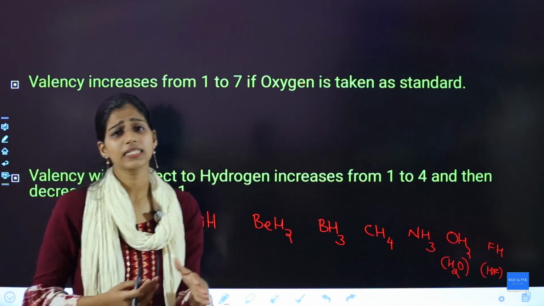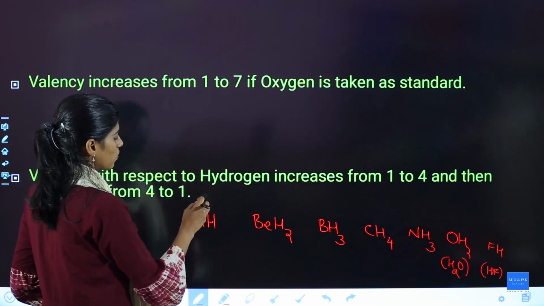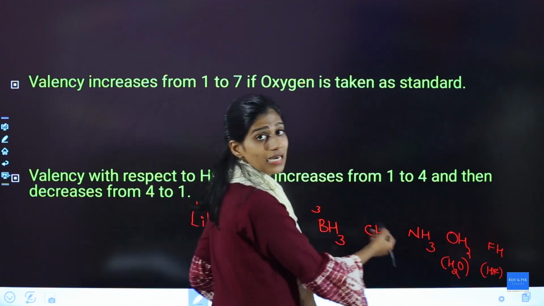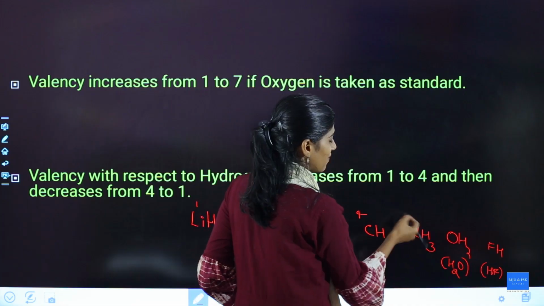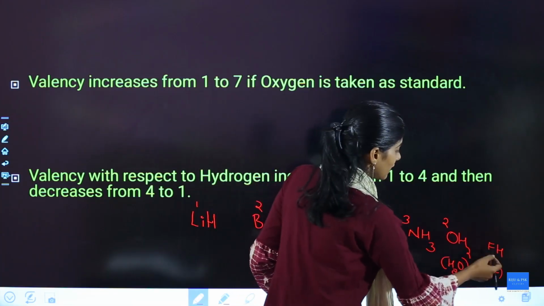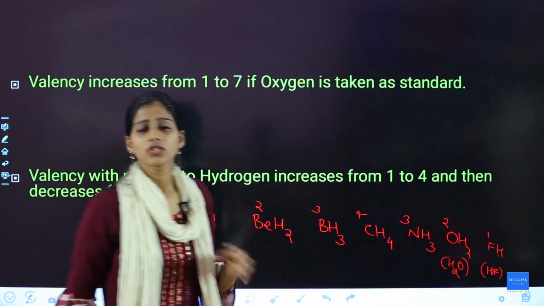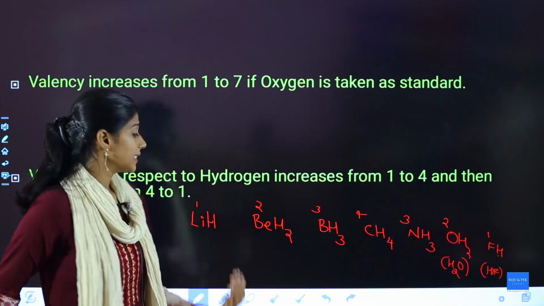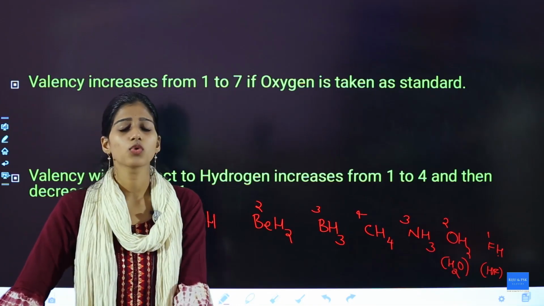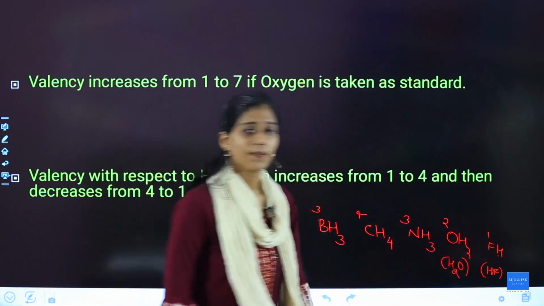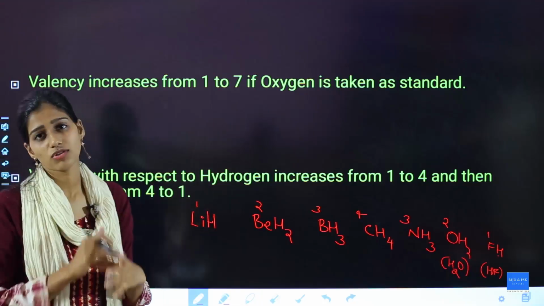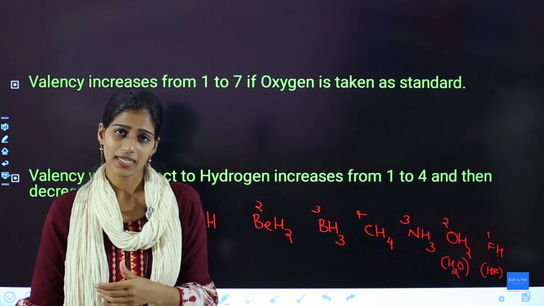In these hydrides, it is true that lithium has 1, beryllium 2, boron 3, carbon 4, nitrogen again 3, oxygen has 2 hydrogen so valency 2, and here you have 1. So, with respect to hydrogen our definition was true, it increases from 1 to 4 up to the 14th group, and after that it decreases from 4 to 1, and this is your halogens. So, that is about the valency. You can directly see the number of hydrogen or oxygen combined, and you can have an idea about the valency.